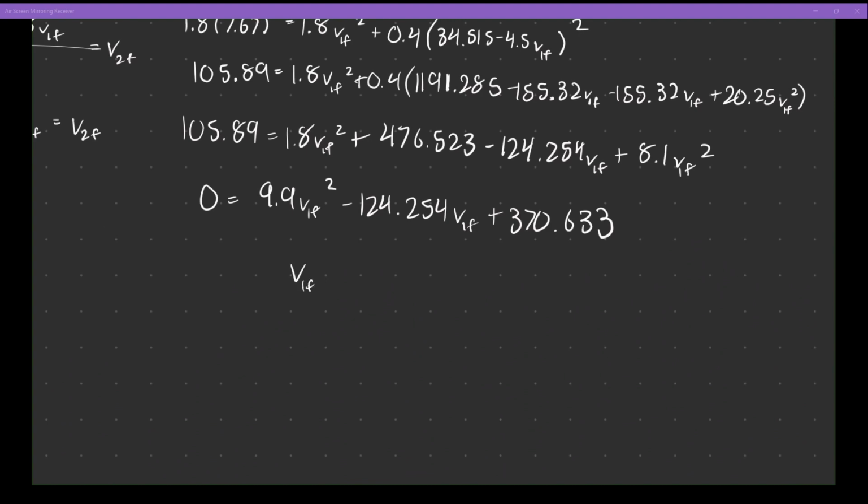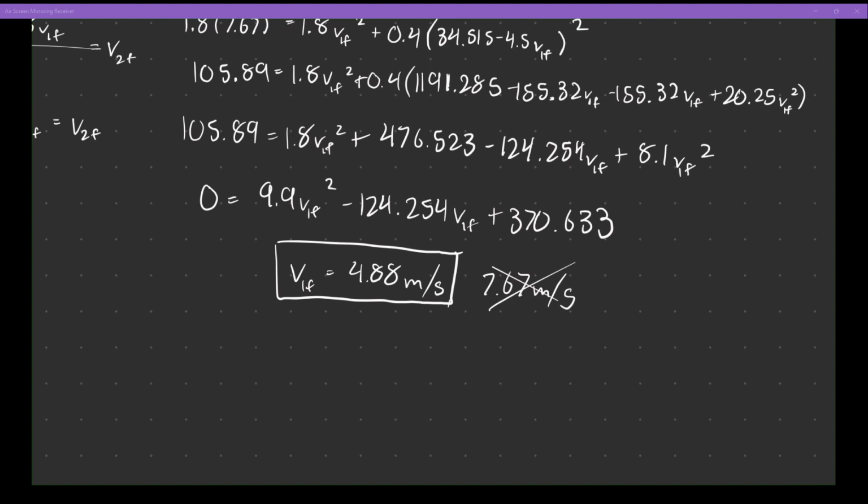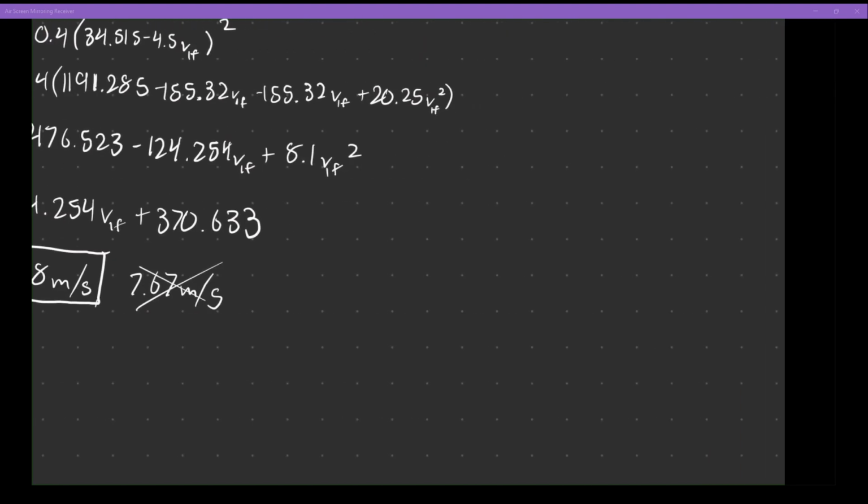So by doing that, I get v1f is equal to 4.88 meters per second, or I get it equal to 7.67. But this answer does not make sense, so I have to choose this answer. And it's velocity, and the answer was positive, so it's going to the right, so it's plus. So plus 4.88 meters per second for v1f of the steel block. That is part E. Alright, now we're going on to part F.